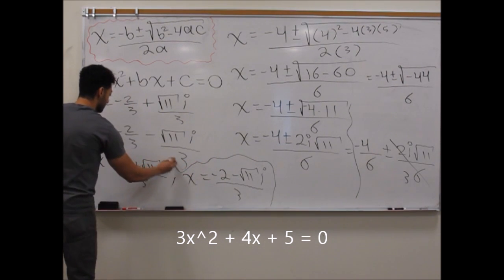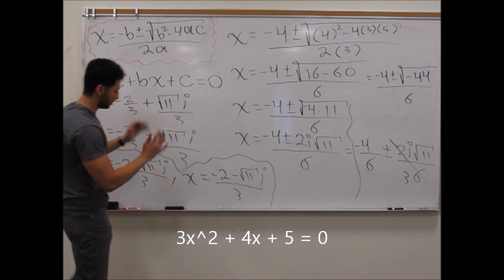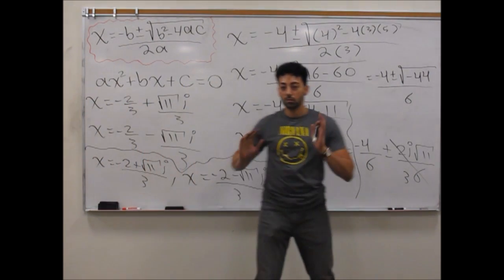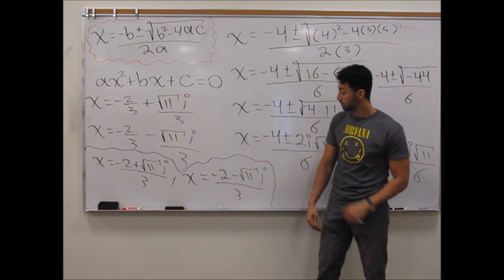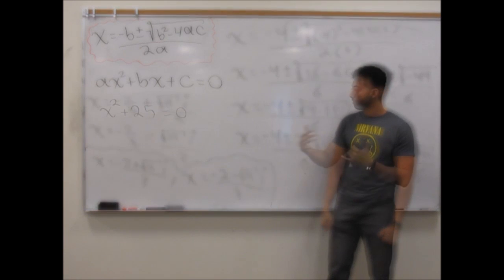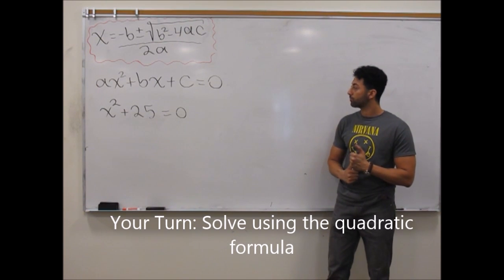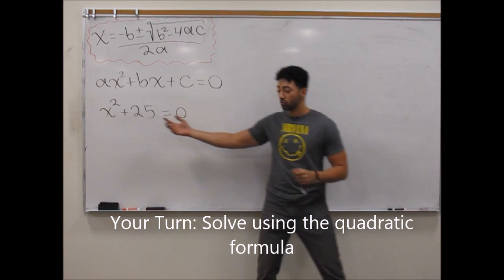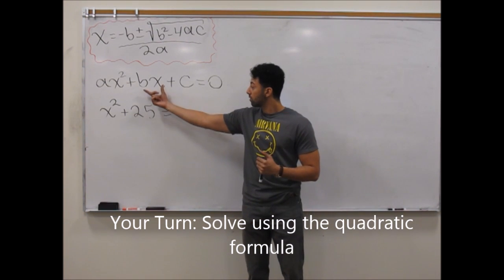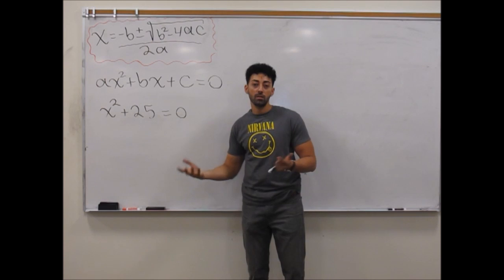So this is a better way, I guess. If you can go further, this would be it. Go ahead and give it a shot, and I'll go over it with you. Just notice that there's no x term here, so the b is missing, so b is 0.